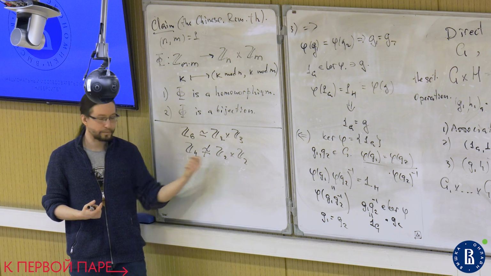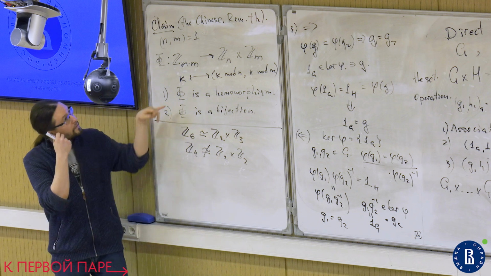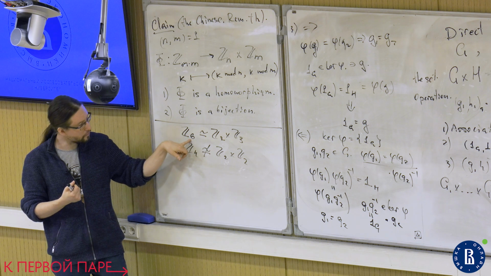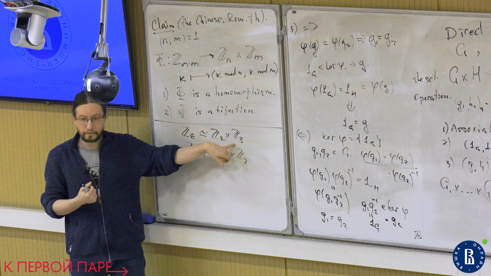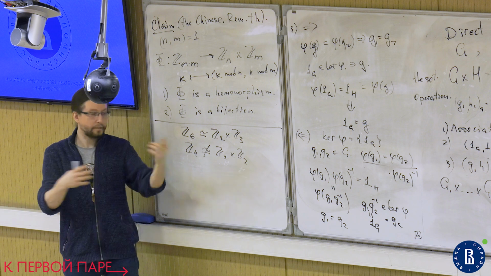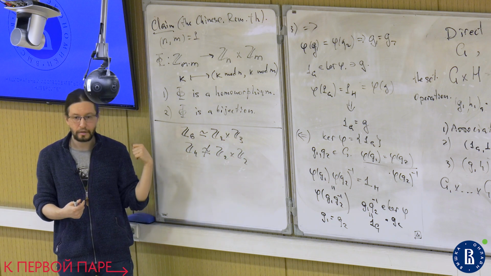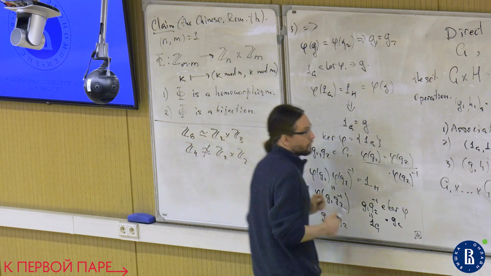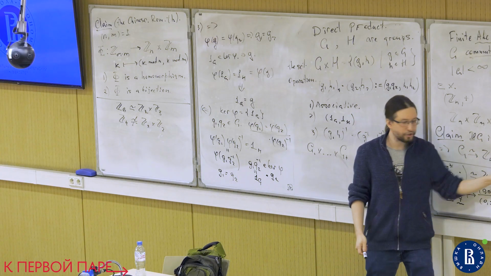So that's why these two groups are not isomorphic. Basically, this instrument allows us to rewrite a cyclic group in terms of a product of other cyclic groups. And you can apply it in both directions. And this is the only thing that makes this representation non-unique.